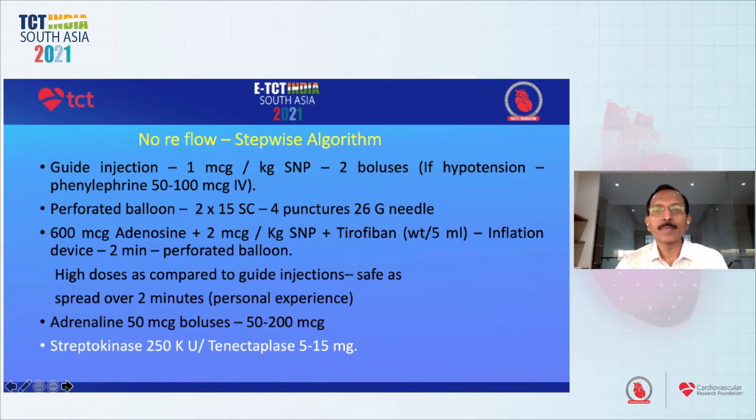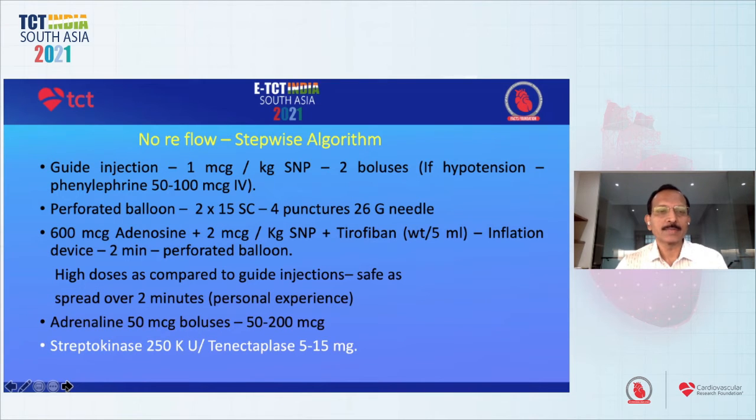The 4 punctures are made by means of a 26 gauge needle. 600 microgram of adenosine, along with 2 microgram per kg of sodium nitroprusside, and tirofiban taken as weight divided by 5 ml. All this mixture is taken into an inflation device, and it is given through the perforated balloon slowly over 2 minutes. Now, these dosages are higher as compared to the guide injections. However, they are safe as they are spread over 2 minutes rather than an instantaneous injection.